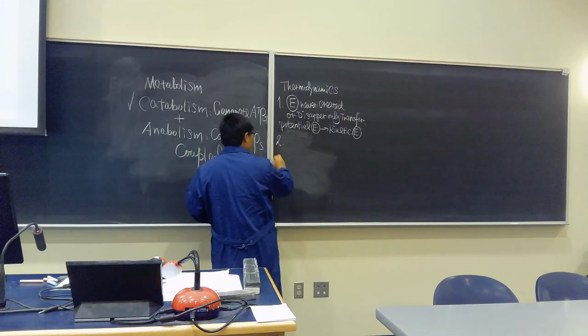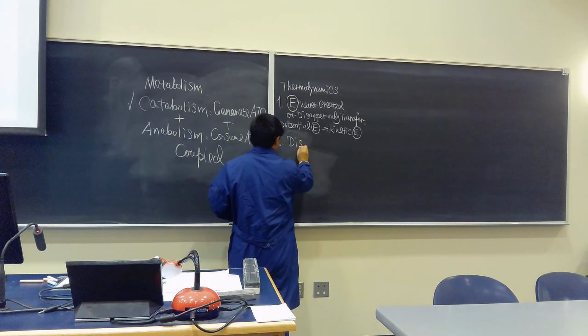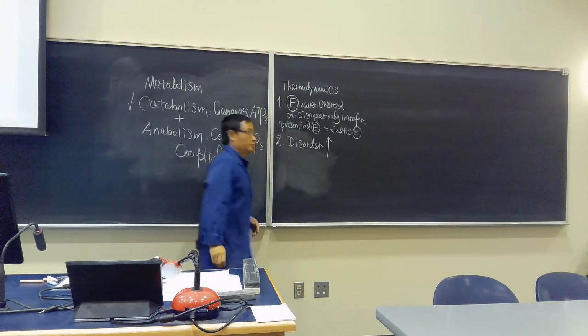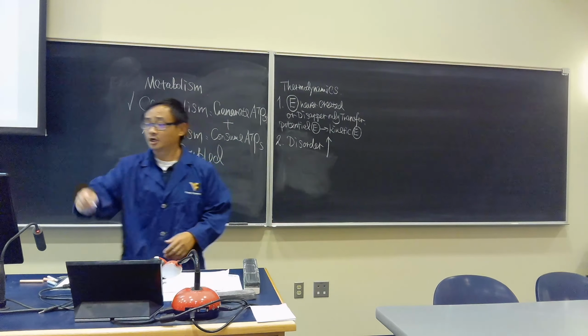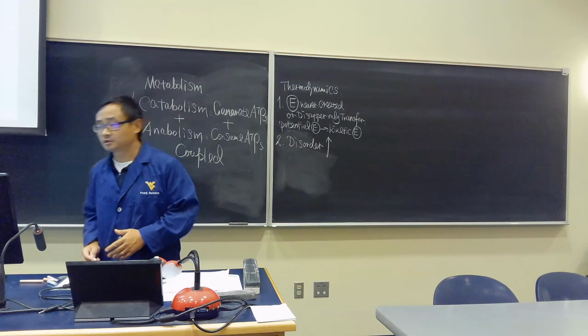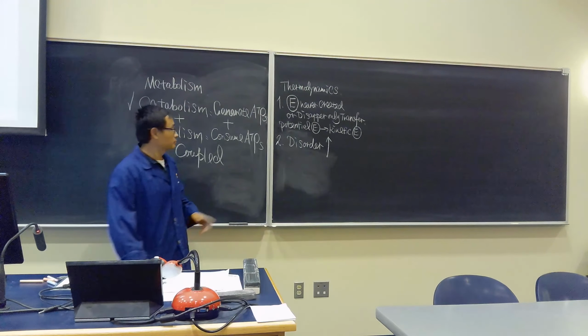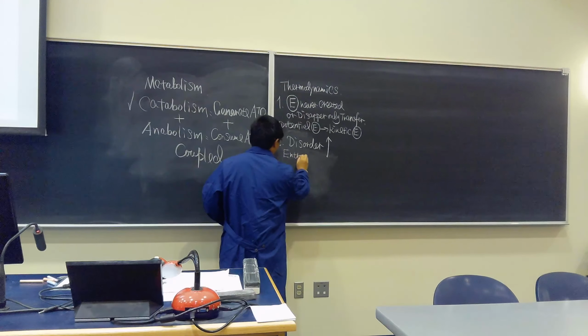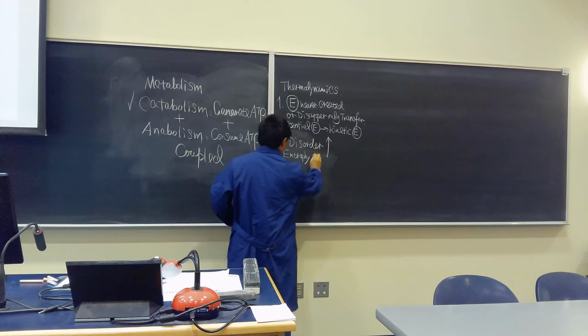Second law: disorder increases. If you want to say it very simply, you can read it. The amount of disorder in the system, blah, blah, blah, they can talk a lot. Disorder increases, which means entropy increases.